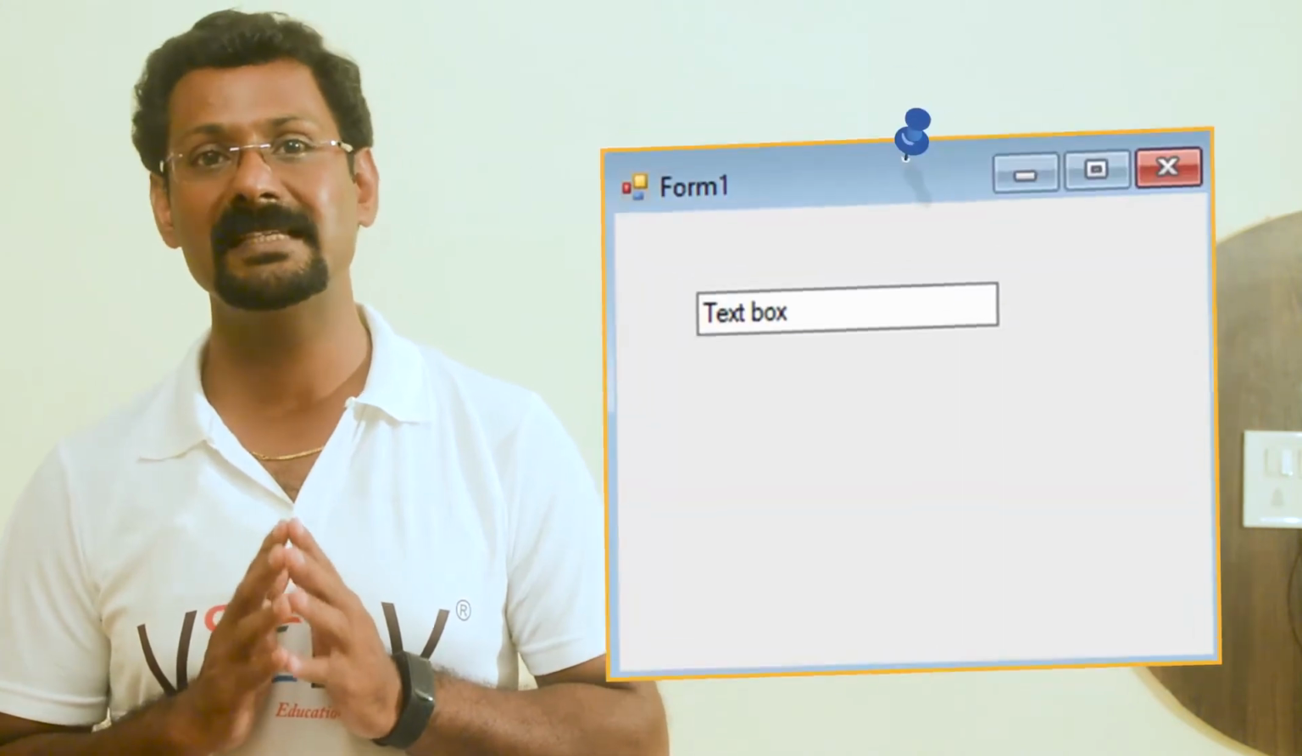Text box. A text box control is used to display or accept input as a single line of text. Text box control is used during runtime. We can use a text box to enter text and numbers.